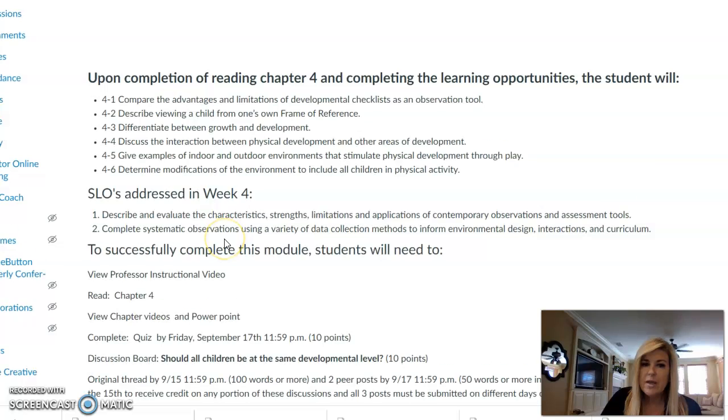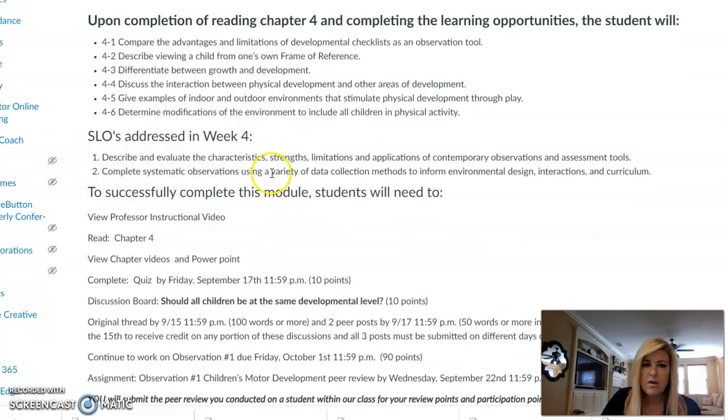The SLOs we're going to be covering this week are listed right here. There are 2. Again, we're going to evaluate and describe the strengths and limitations of certain assessment tools, as well as utilizing a variety of data collection to inform the environmental design, interactions, and curriculum. Those include those checklists that I was just talking about.